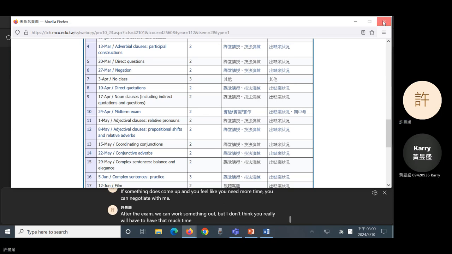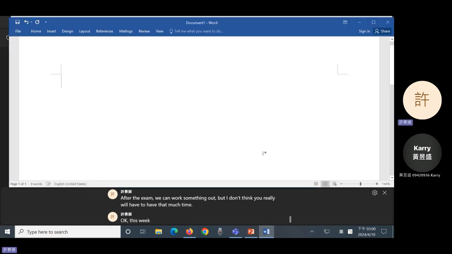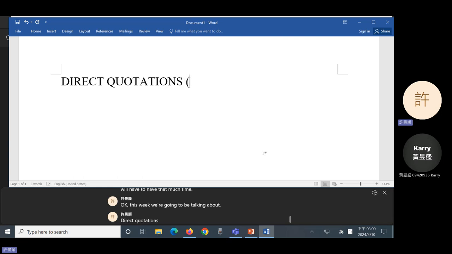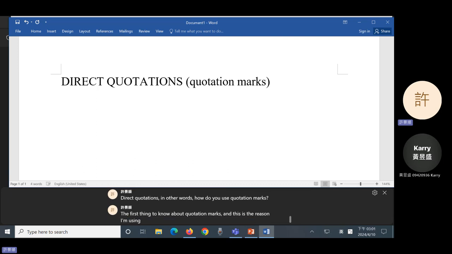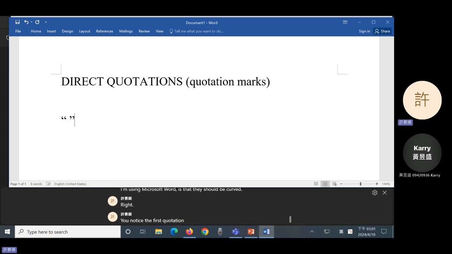Okay. This week, we're going to be talking about direct quotations. In other words, how do you use quotation marks? The first thing to know about quotation marks, and this is the reason I'm using Microsoft Word, is that they should be curved. Right? You notice the first quotation mark goes in one direction. The second set of quotation marks goes in the other direction.